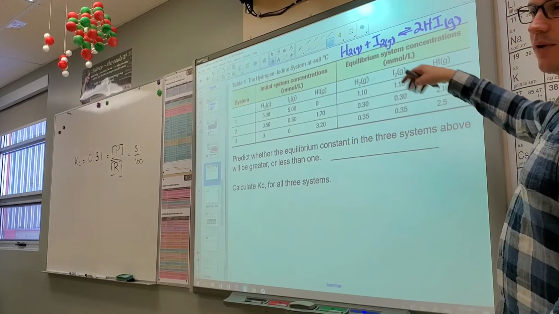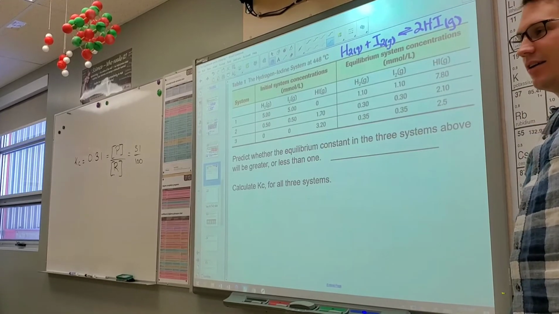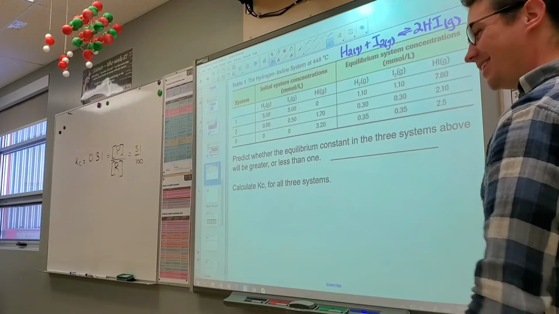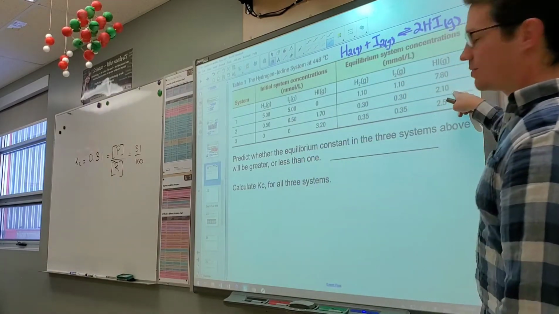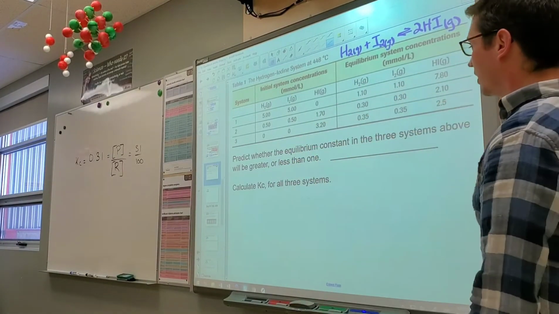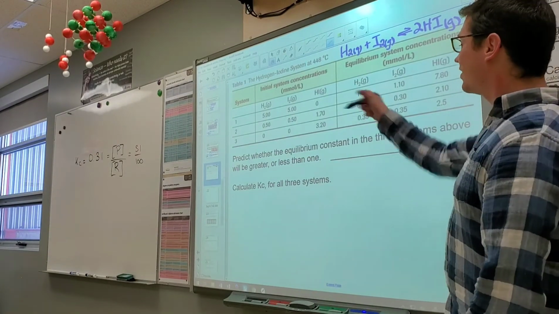Hands up for greater than 1. Hands up for less than 1. Okay. We'll see. You write it down. System number 2 is probably going to be the same thing whichever way you predicted it, and system number 3 is going to be the same thing whichever way you predicted it. Let's take a look at this.